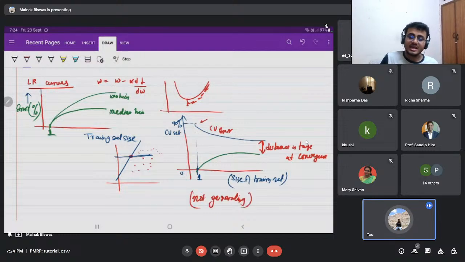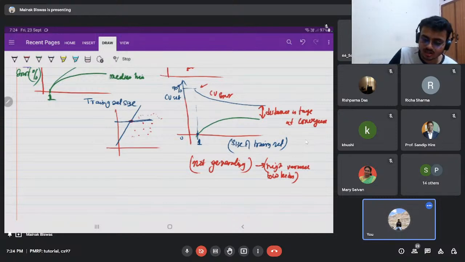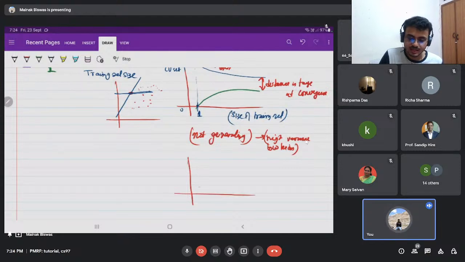So at the end of the day, your model is learning very well on the training set. Error is very small, but the cross validation error is very, very high. So in that case, it's not generalizing, it's a high variance model, and also a low bias model. We have seen that these two terms are almost inversely proportional to one another. So we would like something like a medium variance and medium bias in this sense.